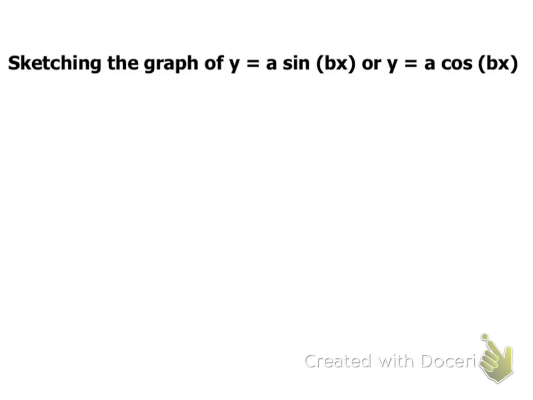Now we have yet another situation, although this time we're combining two situations. So the A value will be my amplitude, and the B's will affect my period. And the period is still 2 pi over b.